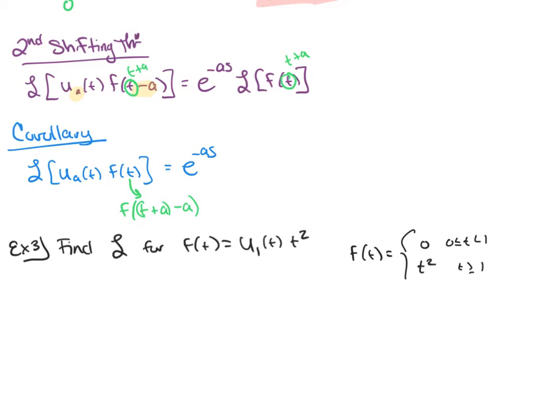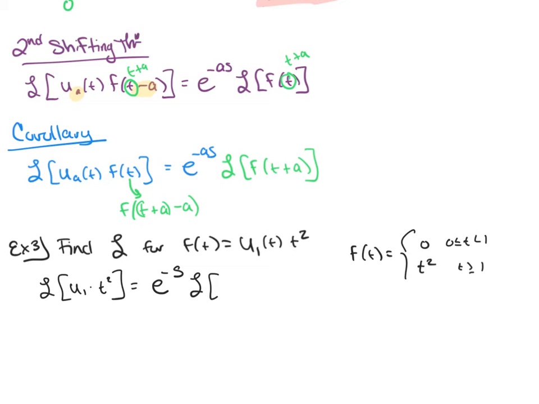And we can apply the theorem as normal. So this would be times the Laplace of f of t plus a. So in this case, for this example, the Laplace of u sub 1 times t squared is equal to e to the negative 1s times the Laplace of t plus 1 all squared.